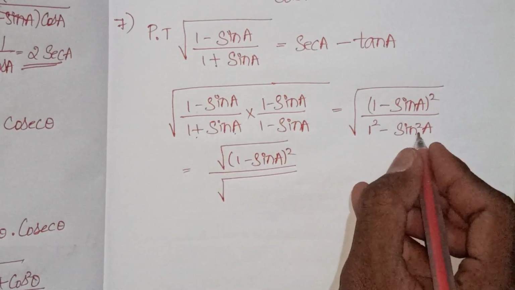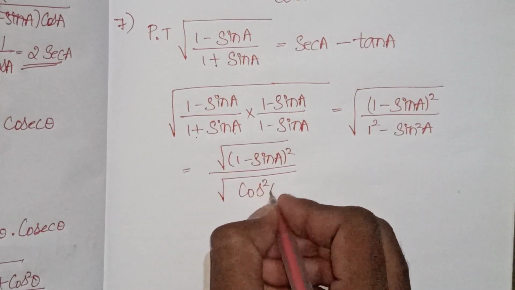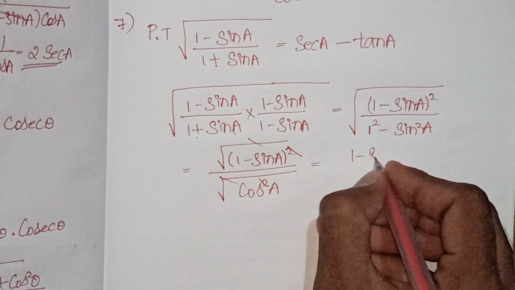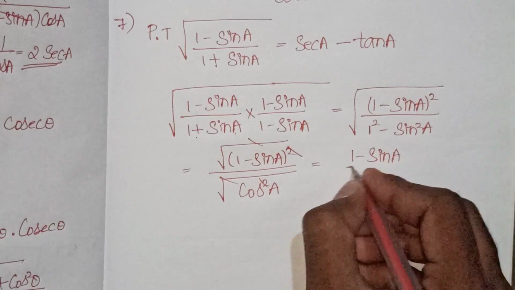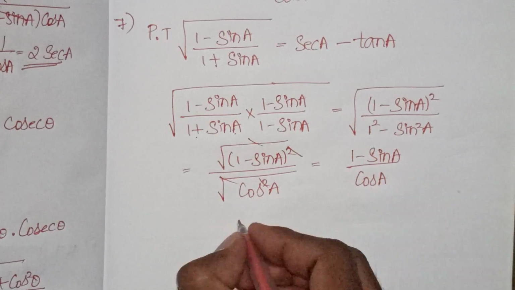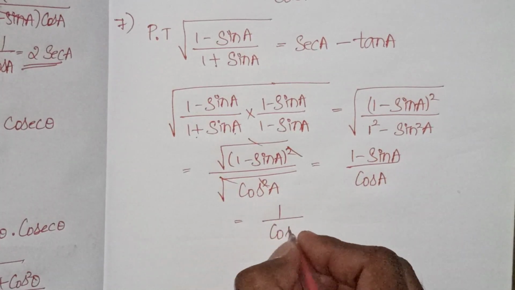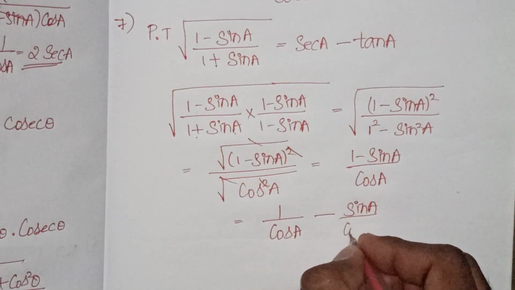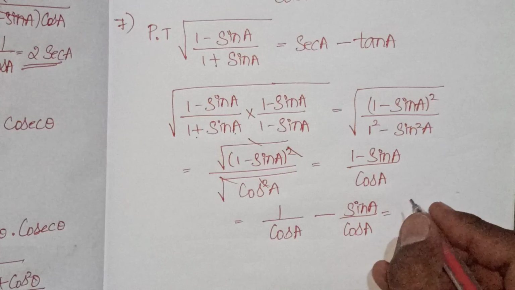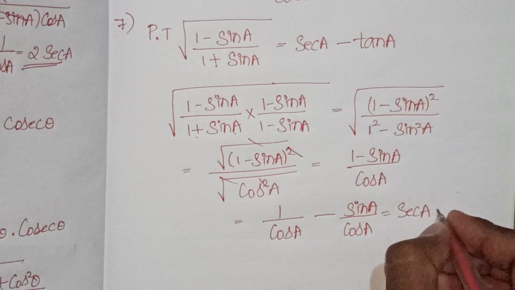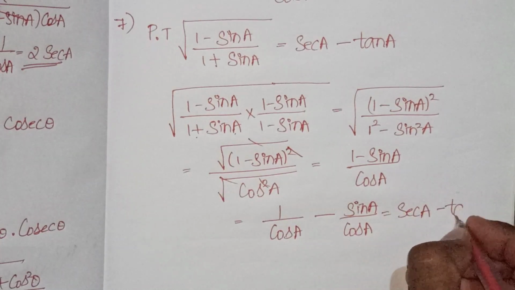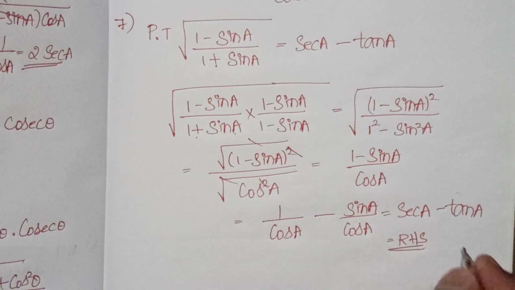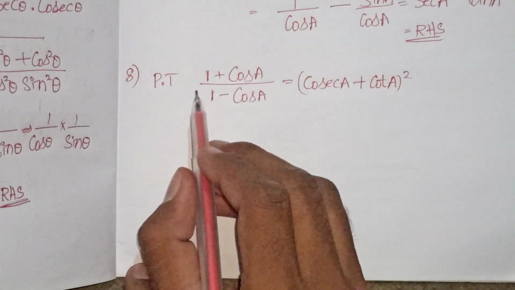And 1 minus sin square a can be written as cos square a. Square and square root can be cancelled. So, 1 minus sin a by cos a. Split the denominator: 1 by cos a minus sin a by cos a. 1 by cos a can be written as secant a, and sin a by cos a can be written as tan a. It is our RHS, hence proved. Now, let's move on to the next problem.